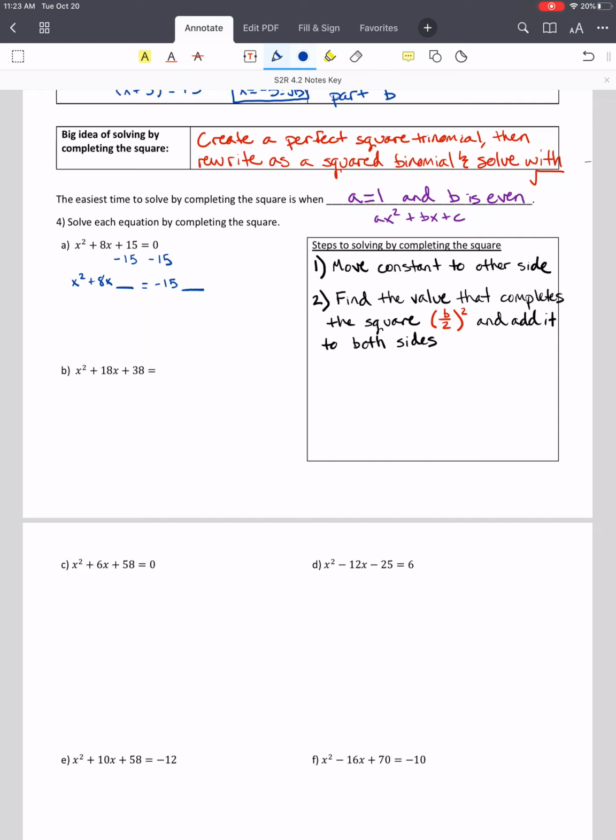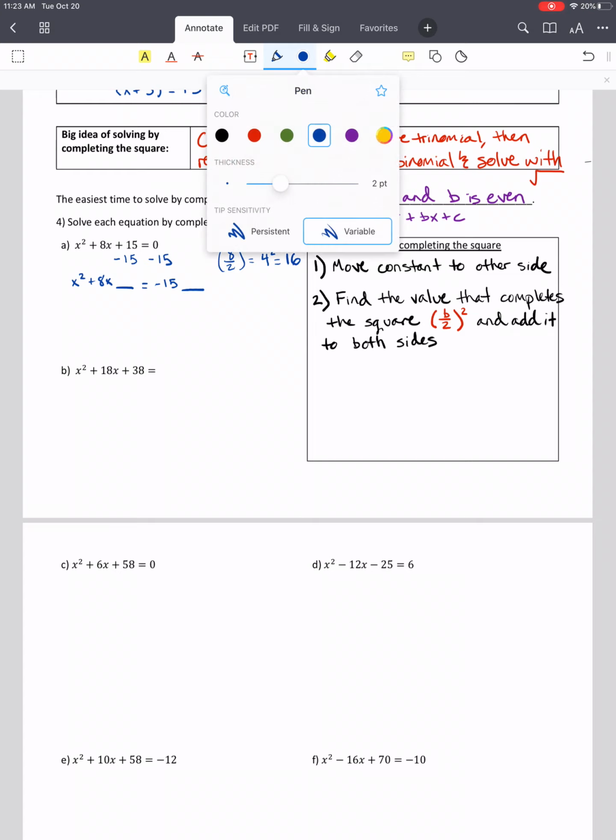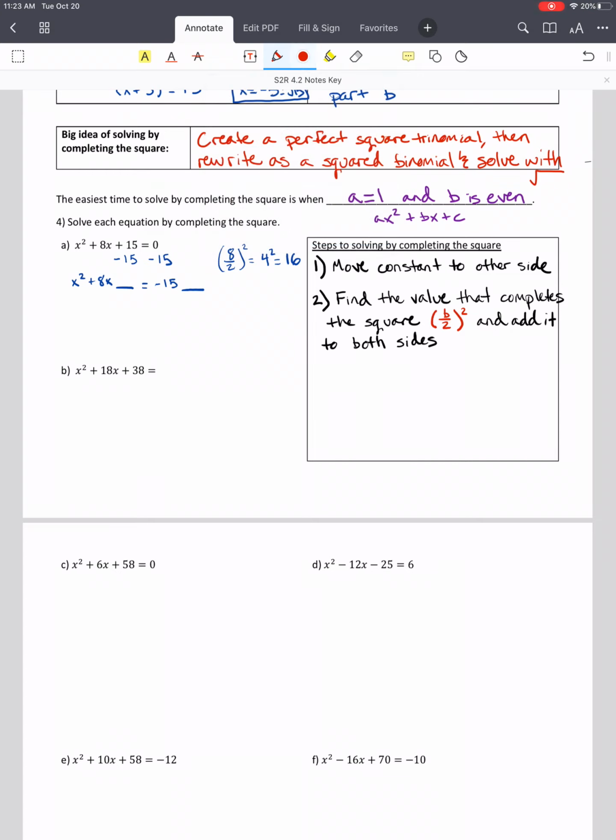Okay, so my b value is 8, so I'm going to take 8 over 2, and we're going to square it, which is 4 squared, which is 16. So that's what's going to come in our blanks here. We're going to go plus 16, plus 16. So when that happens, we get x squared plus 8x plus 16 equals 1.